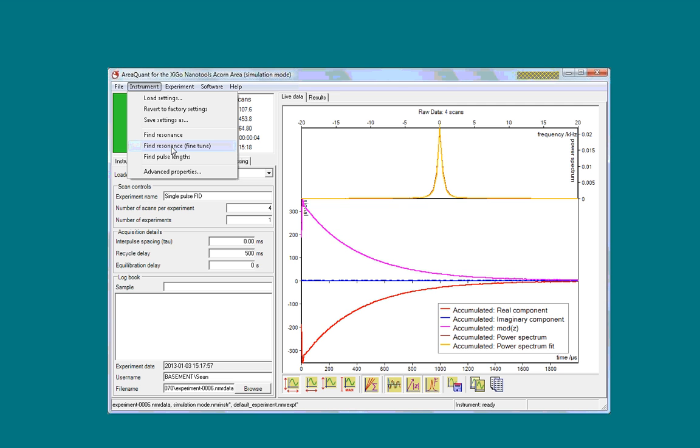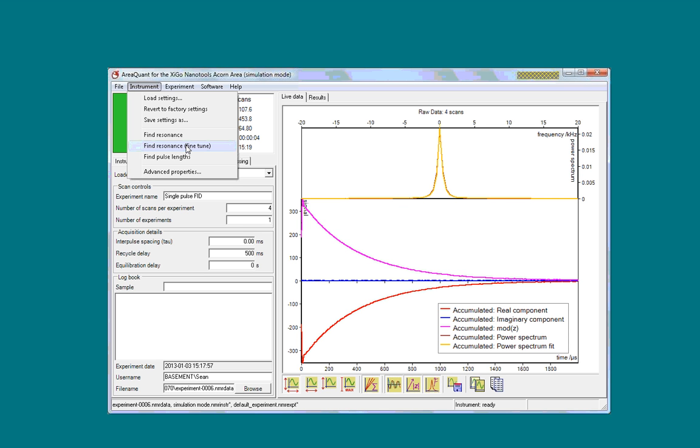Fine resonance will fine tune the applied RF pulse to exactly the resonant frequency on the order of a few cycles. And it does that by looking at this offset of the Fourier transform peak in the power spectrum relative to 0. And that may take 2 or 3 cycles. So we can do that measurement simply by clicking this here. So it's a little bit quicker than find resonance, but accomplishes the same objective.